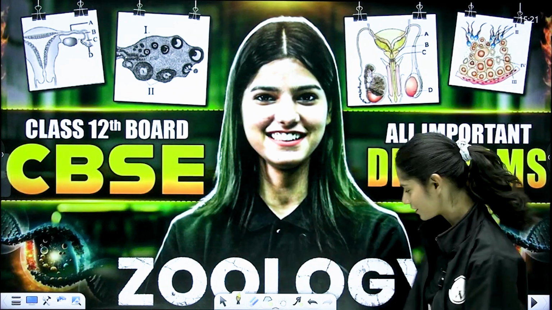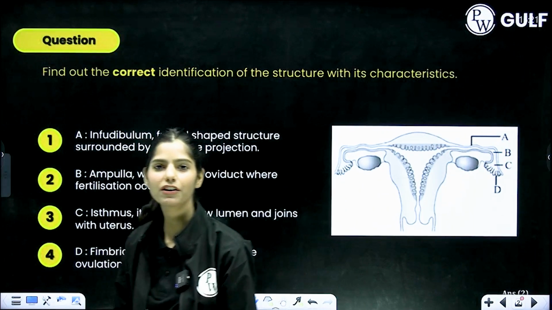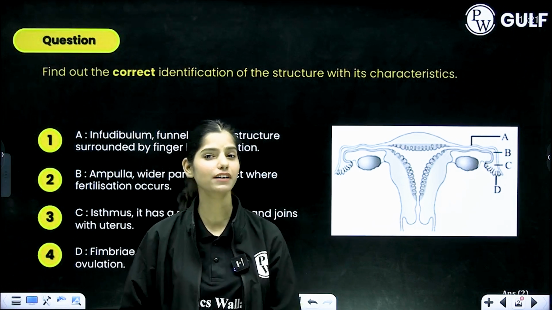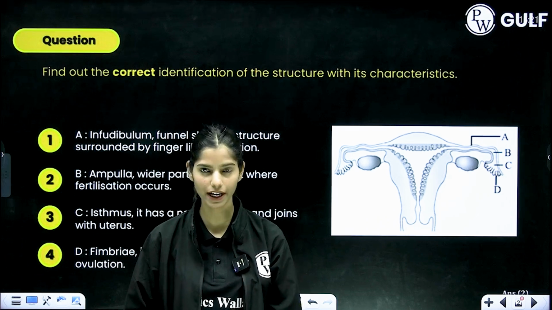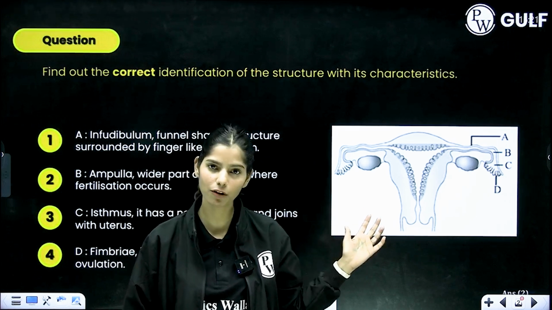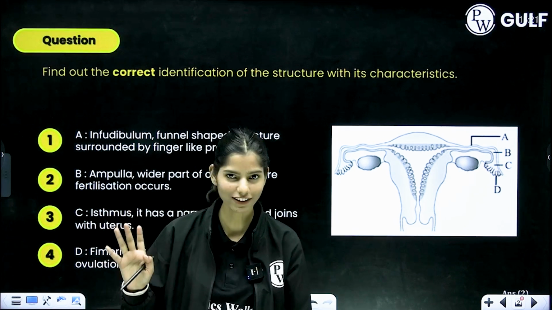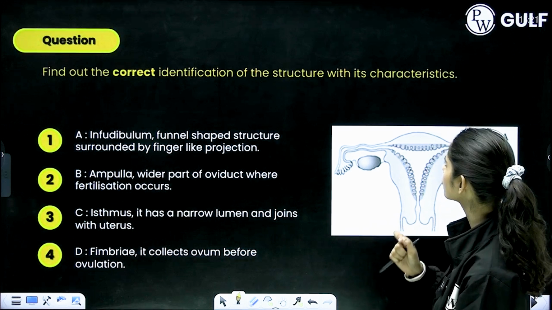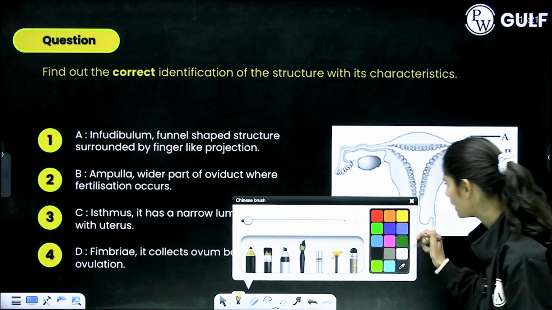So let's get started. Here we have the first question, which is from the human reproduction chapter. And guys, we all know there are plenty of diagrams in this chapter, so make sure you practice all these diagrams, okay? So here we have a diagram of the female reproductive system, and by looking at this diagram you have to answer the question, okay? So the question is, find out the correct identification of the structure with its characteristics. So we first of all need to label the diagram.